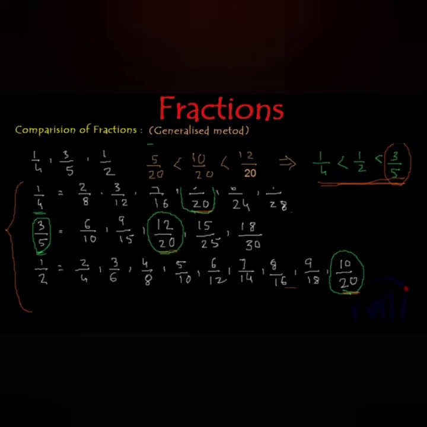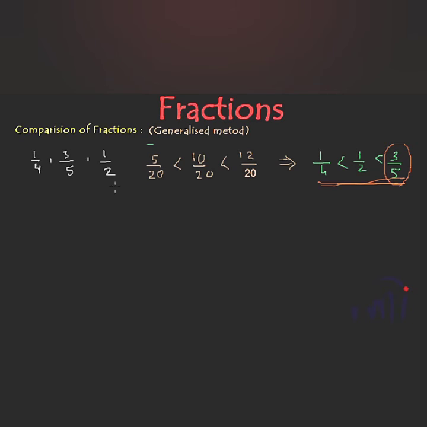So now I'll remove all this. So now we are going to find the equivalent fractions of 1 by 4, 3 by 5 and 1 by 2 by finding LCM. For that we have to find the LCM of their denominators. So denominators over here are 4, 5 and 2, right? And I'm going to find LCM using this common division method.